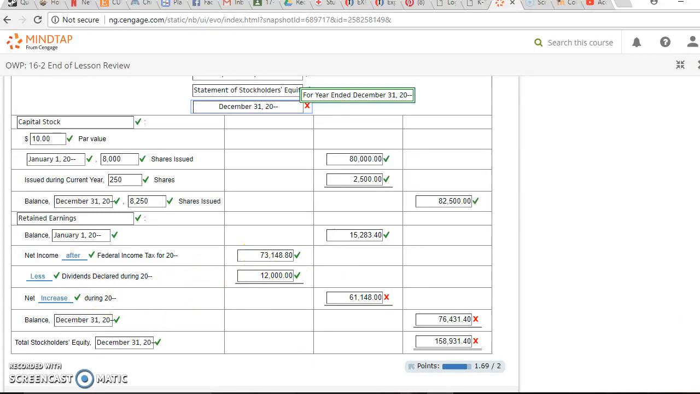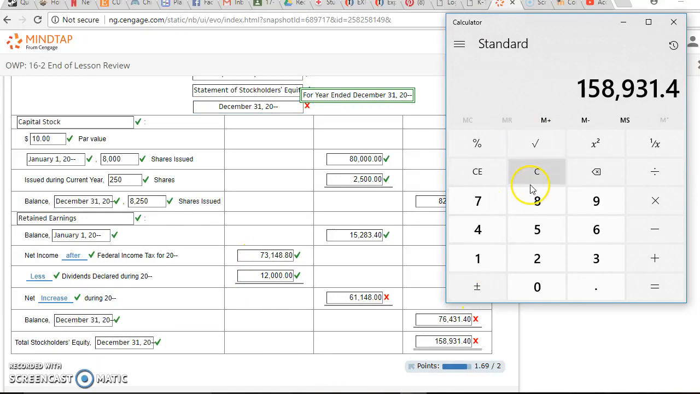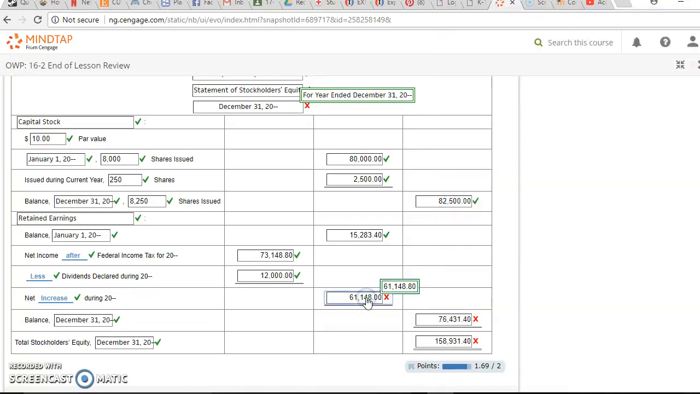What did I do here? Subtract wrong. Alright, so sorry. 148 minus 12,000. 61,148. Oh, 148.80. I forgot the 80 cents twice. Okay. And so that threw these all off.